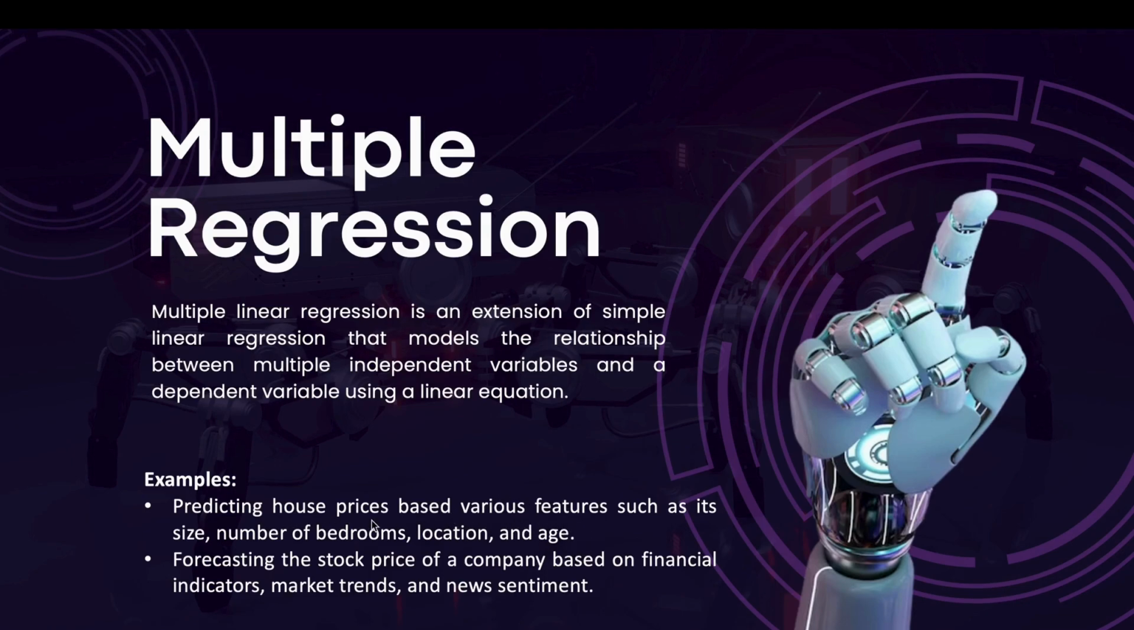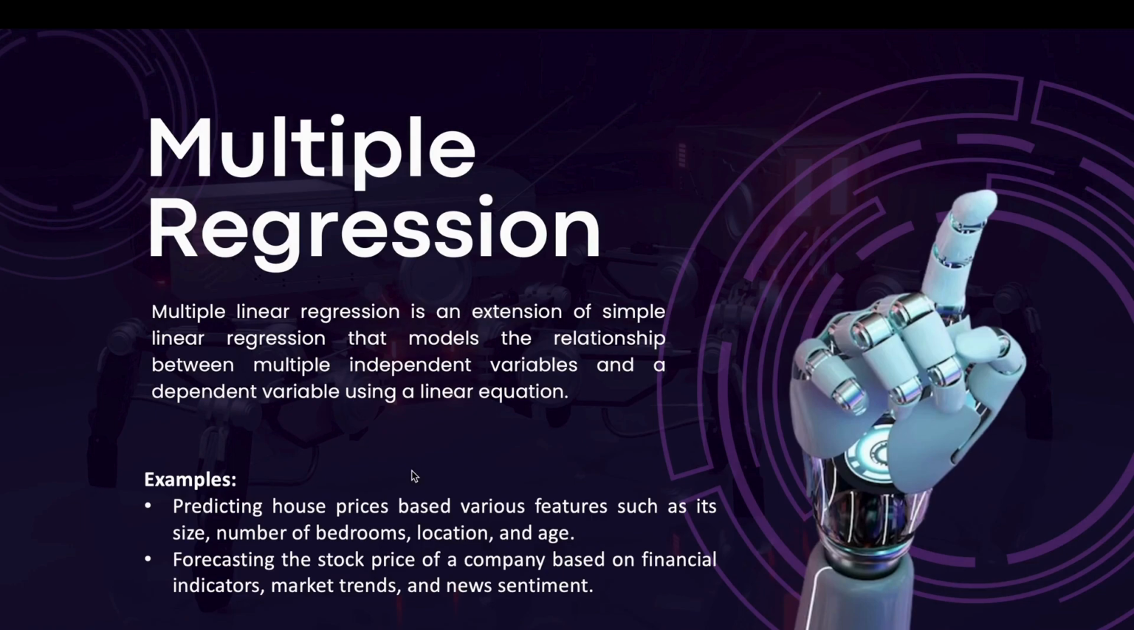So previously in simple में हम लोग just based on the size we were predicting the house prices, but in cases of multiple linear regression you have multiple input and you have one output. Same way, based on the company's का market trends, news sentiments, financial indicators, predict the stock price of that particular company. So these are all the examples of multiple linear regressions.